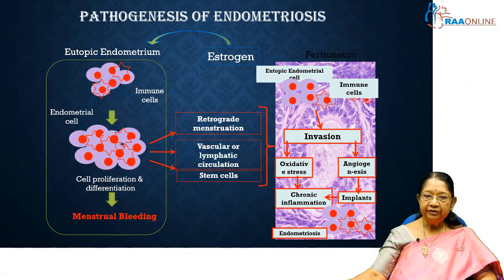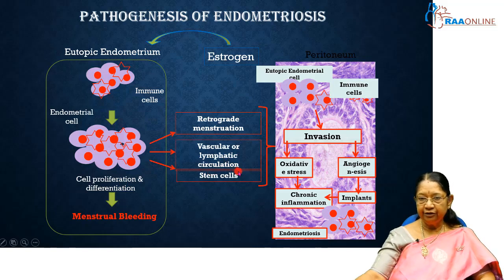So again, estrogen is found to be the culprit. What happens in a normal patient is, whenever the eutopic endometrium undergoes cyclical changes, the endometrial cells undergo differentiation, decidualization, differentiation, and then are shed in the menstrual bleeding. To some extent, through retrograde menstruation or through the vascular and lymphatic circulation, it might get into the peritoneal cavity, or sometimes the stem cells get into that.